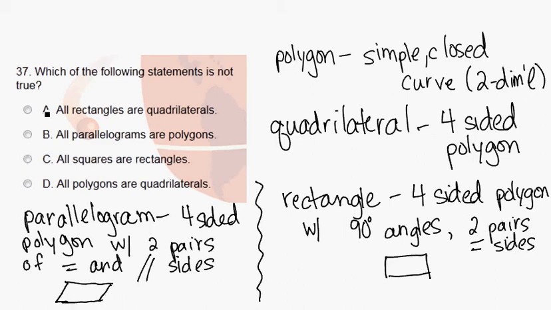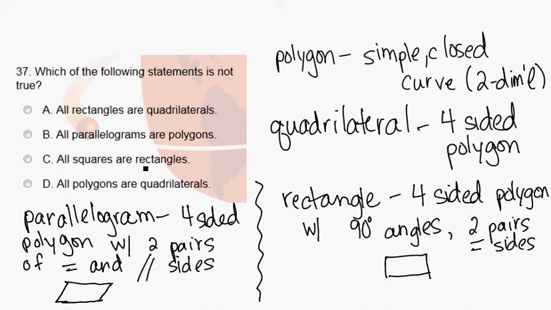Okay, so let's read through our choices. The first one says all rectangles are quadrilaterals. Certainly anything that is a rectangle is four-sided, so it is a quadrilateral. So this is a true statement. The next one says all parallelograms are polygons. Again, certainly anything that is a parallelogram has four sides. It's certainly going to be simple and closed, so of course parallelograms are polygons.